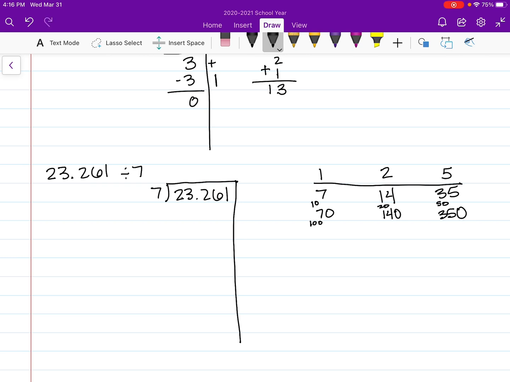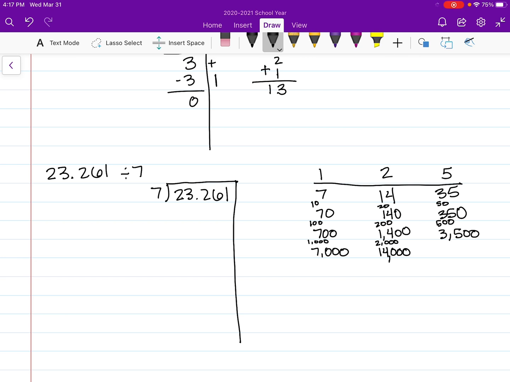So 100 times 7 is 700. 200 times 7 is 1,400. And 500 times 7 is 3,500. Again, I'm not there yet, so I'm going to add another 0. 1,000 times 7 is 7,000. 2,000 times 7 is, I'm just going to add a 0, so I should have 3 zeros, 14,000.